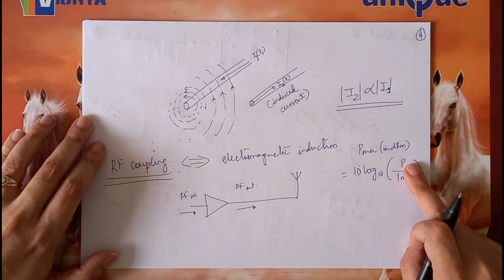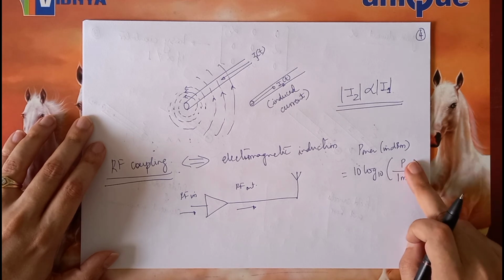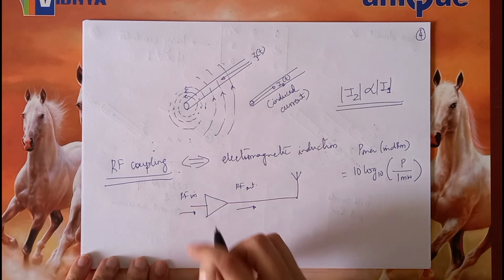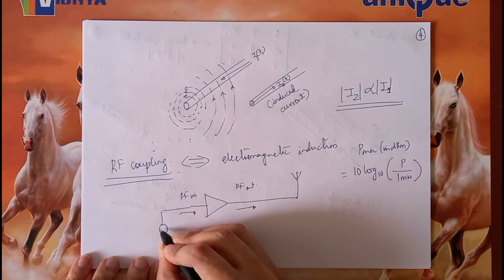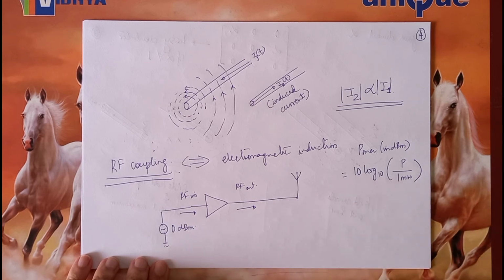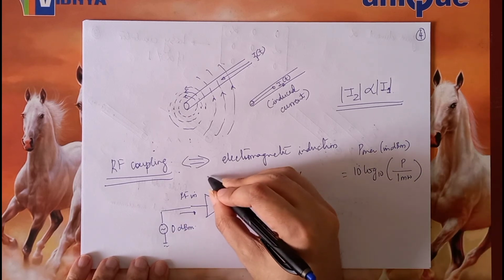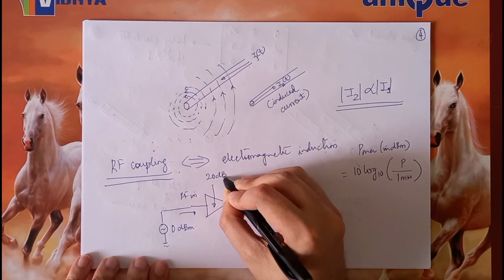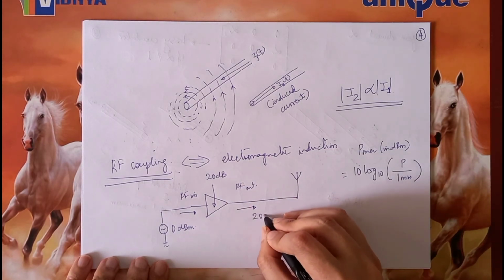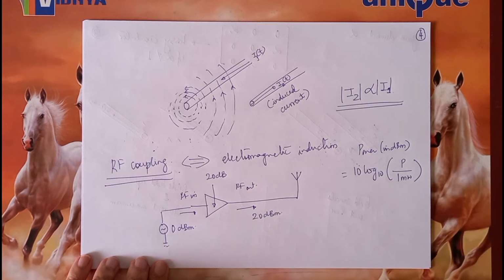So if the absolute power is 1 milliwatt, in dBm it will be 0. Suppose there is a source which I have connected over here, and that is giving a power of about 0 dBm. Let us say the gain of this amplifier is 20 dB. Then the output power is expected to be 20 dBm. This is what we expect.